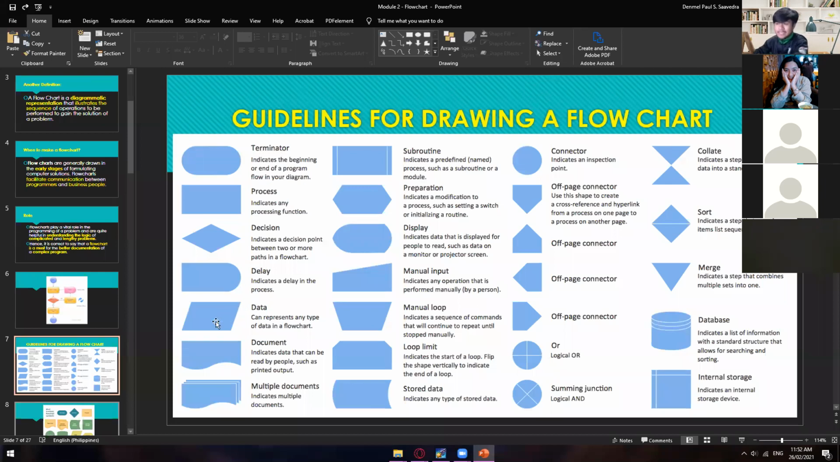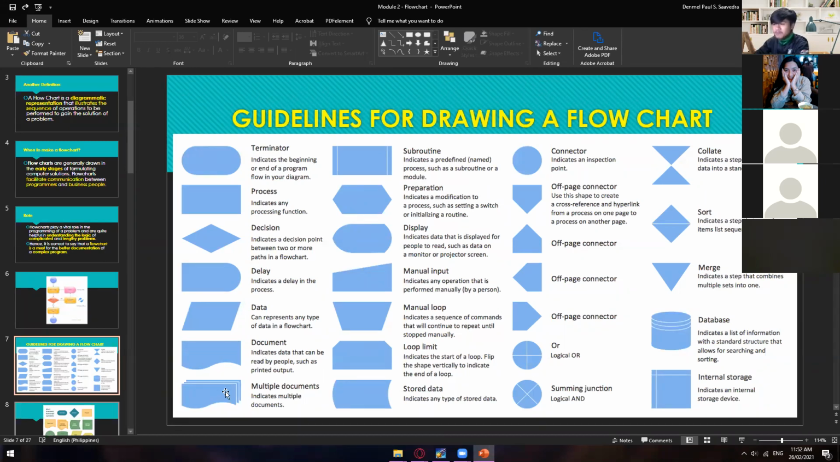And then we have here the data. It can represent any type of data in a flowchart, anything as long as it's data. This is the shape of data. And then we have here a document. This is very important if you have a process where you're going to have documentation. It's like the shape of a document, like a folder, I guess.